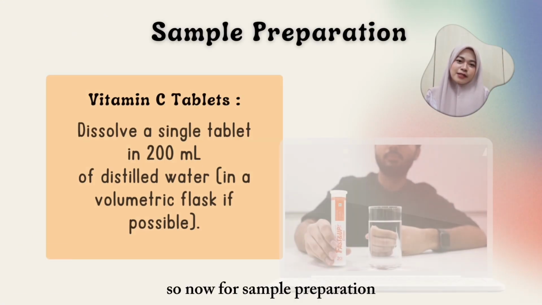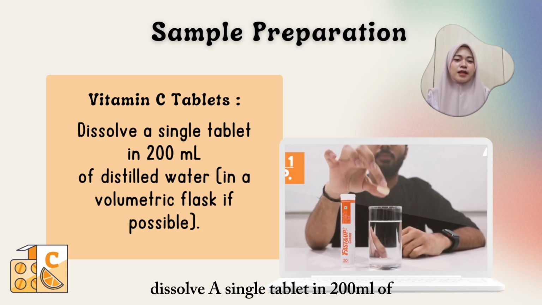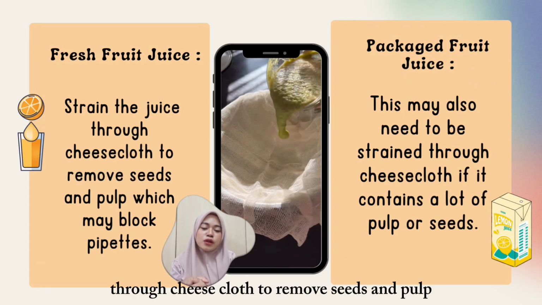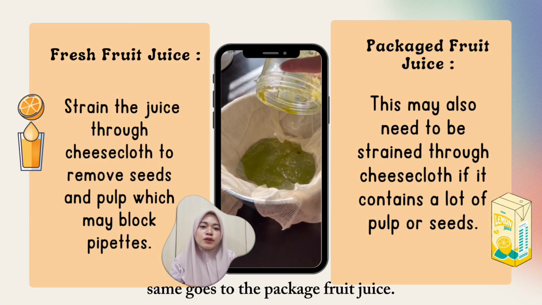So now, for sample preparation. First one, we need a vitamin C tablet. For the vitamin C tablet, we need to dissolve a single tablet in 200 ml of distilled water. For fresh fruit juice, we need to strain the juice through cheesecloth to remove seeds and pulp, which may block the pipette. Same goes for the packaged fruit juice.